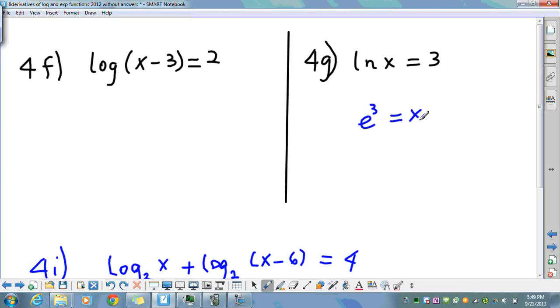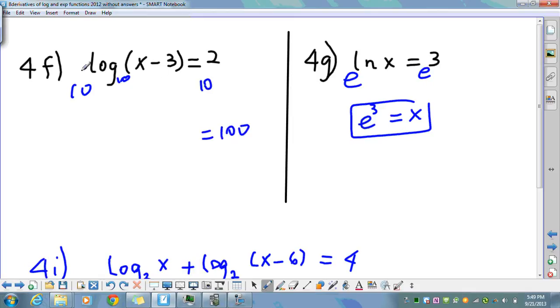Or if you remember, you can apply the inverse function to both sides. e to the ln, it will cancel and you'll get x. And then e to the 3 will be the answer. So x equals e to the 3. Over here, the hidden base is 10. So again, let's do 10 to this entire power equals 10 to this power. So 10 to the second power is 100. 10 to the log base 10, they will cancel each other. They're inverses. So we have x minus 3 is equal to 100. Now add 3 to both sides. So x equals 103.